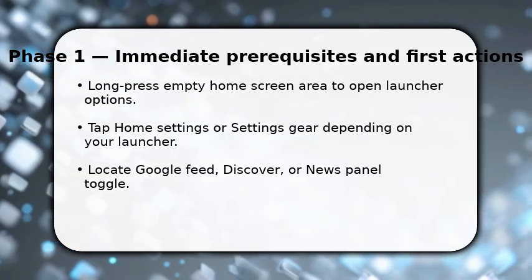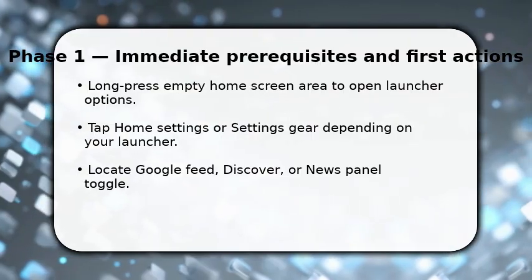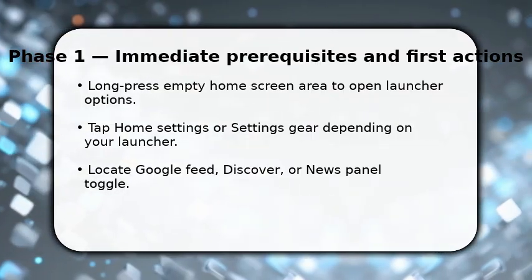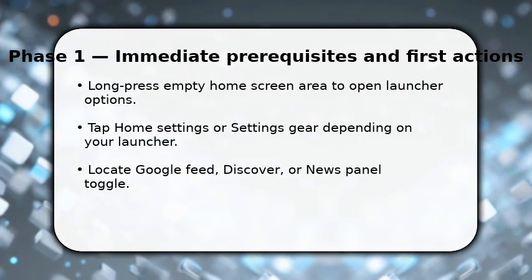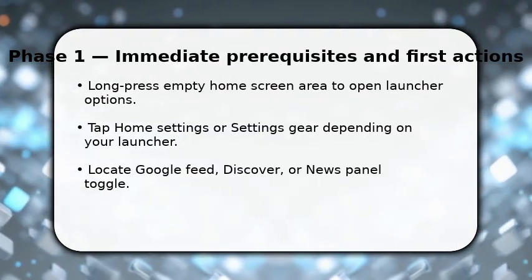Make sure you identify the label, Google Feed, Discover, or News, since manufacturers name it differently. When you see the toggle, pause and confirm which screen it controls, and then prepare to turn that option off so the feed stops appearing.